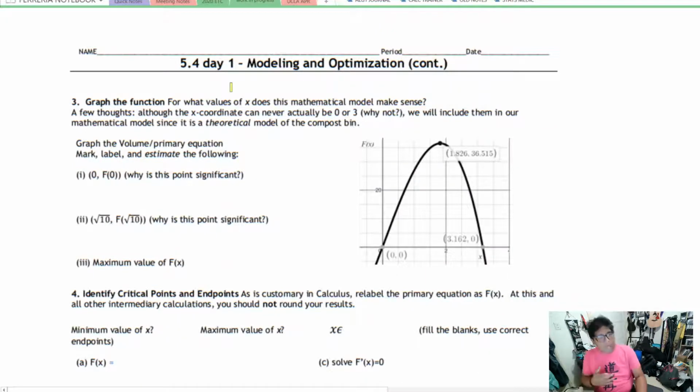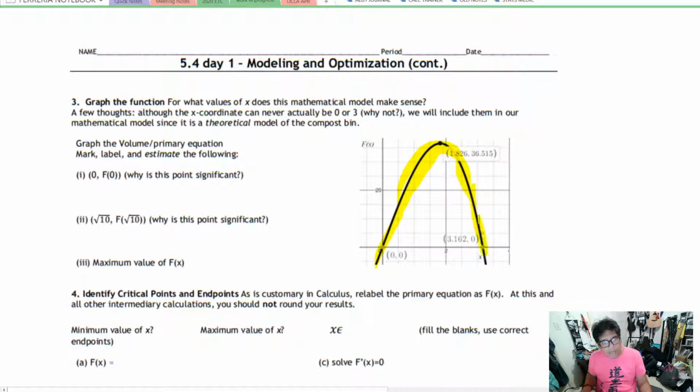But we're going to pretend that we can because this is a theoretical model. And even though it doesn't physically make sense, it does make sense in this mathematical model sense. So we're going to pretend that we can actually make a compost bin with either a length of 0 or a width of 3. Sorry, a width of 0 or a width of 3. So this right here, this is my graph of the volume formula.